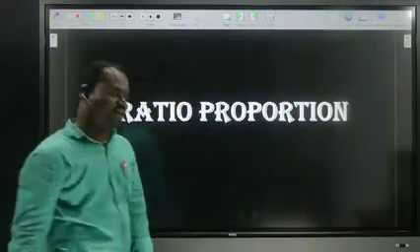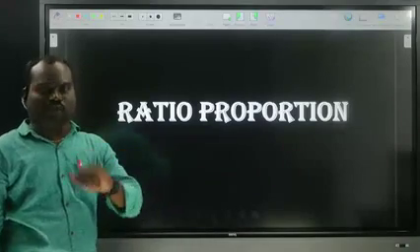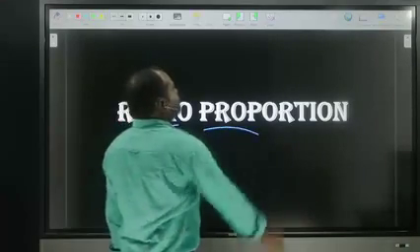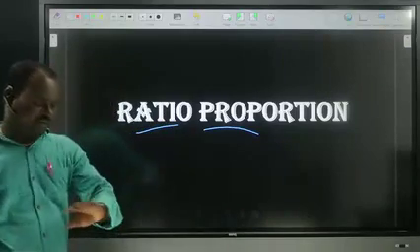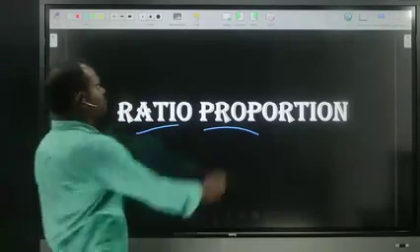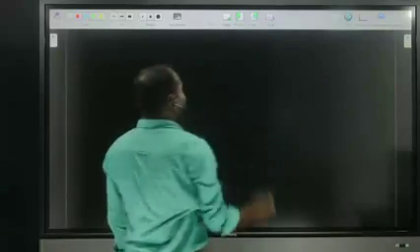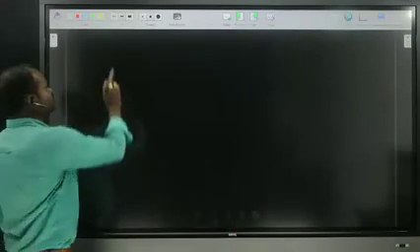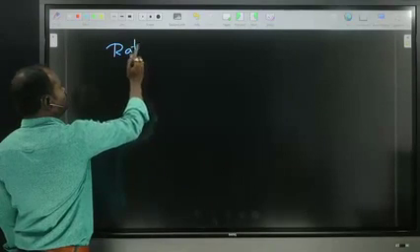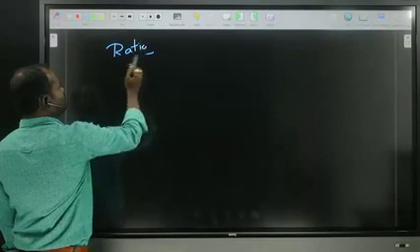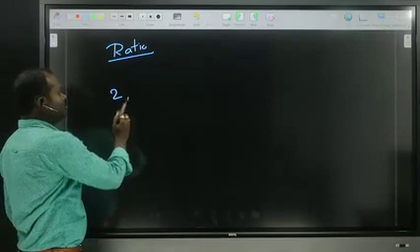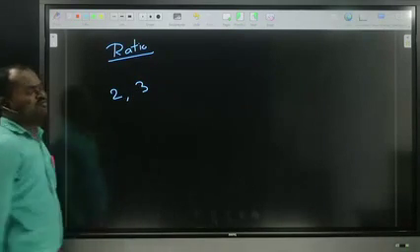Now we finish probability here. Now we are moving to the next concept, ratio and proportion. Right? So generally, ratio, for example two terms 2 and 3 are there.